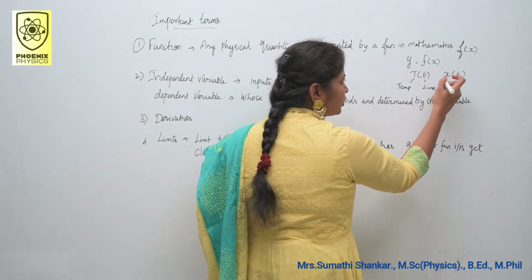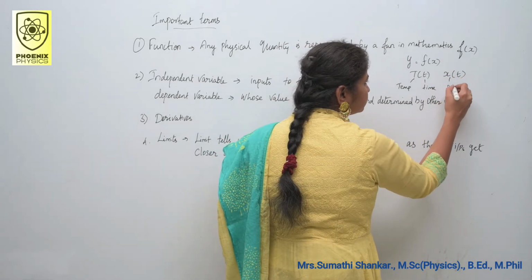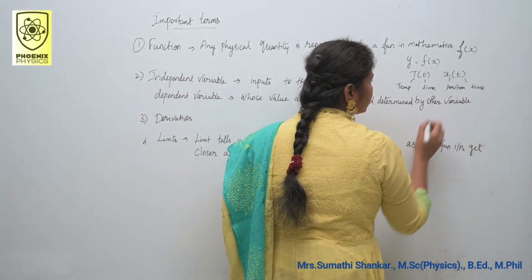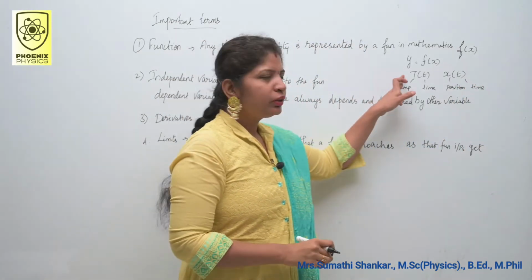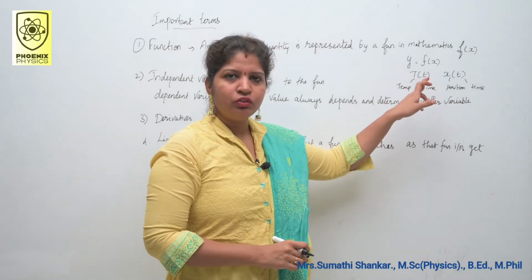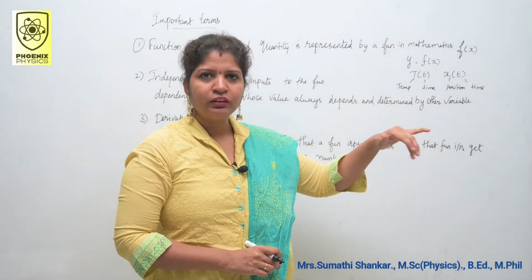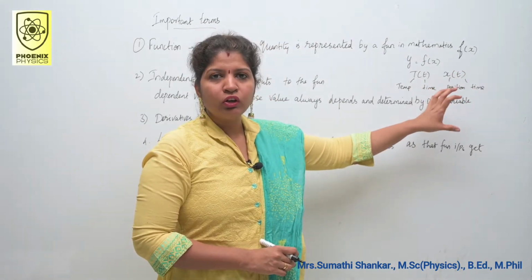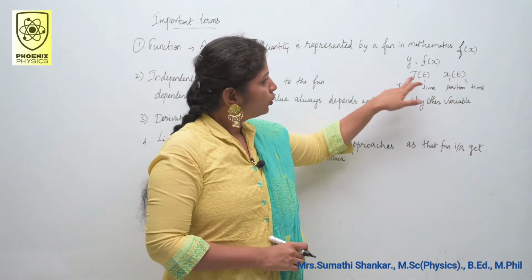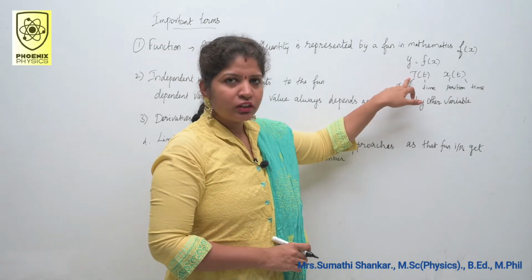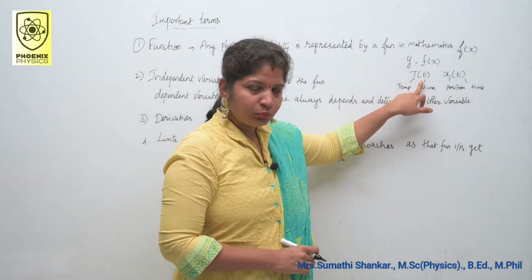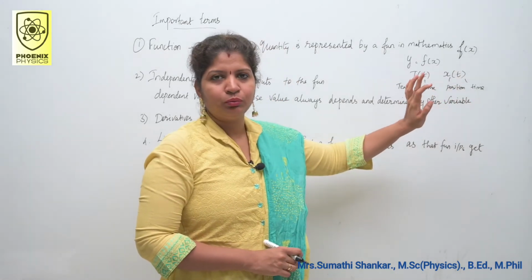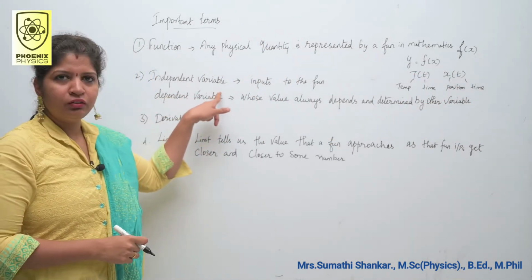Similarly, x represents position and t represents time. Here, temperature as a function of time means that depending on the time, the temperature will vary. Depending on the time, the position of the moving object will vary. So, temperature is denoted as temperature as a function of time and position is denoted as position as a function of time.